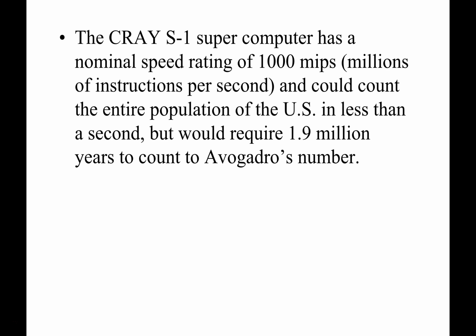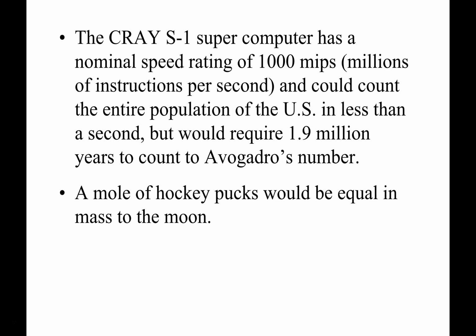If you've ever done anything with programming, you tell it to count, like count in a loop. So it would do that number of iterations, the number of people in the United States, in a second. But if you tell that same very fast computer, okay, computer, I want you to do this 6.022 times 10 to the 23rd times, it would take it 1.9 million years to do that. And that's one that I've actually done the factor label on. I'm like, that is so interesting.